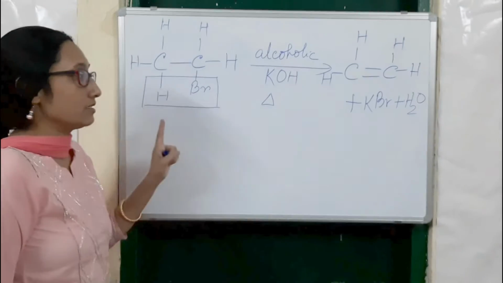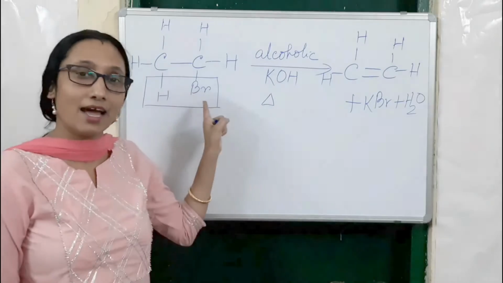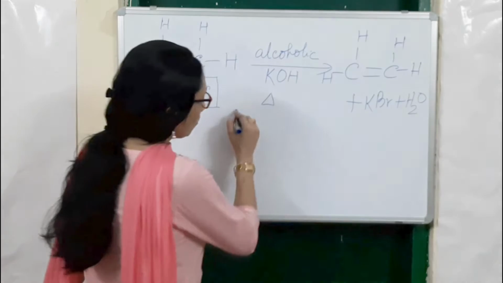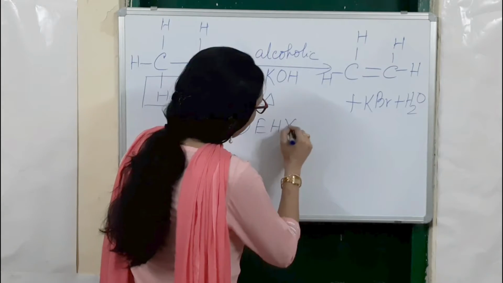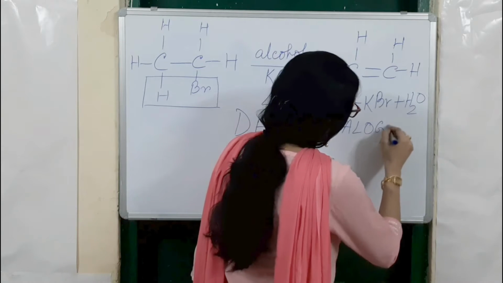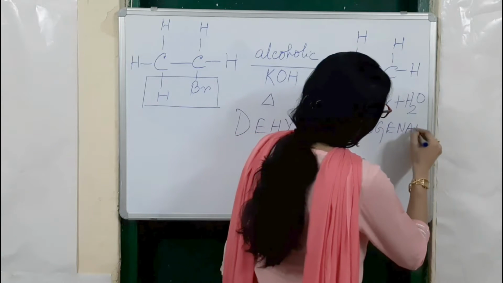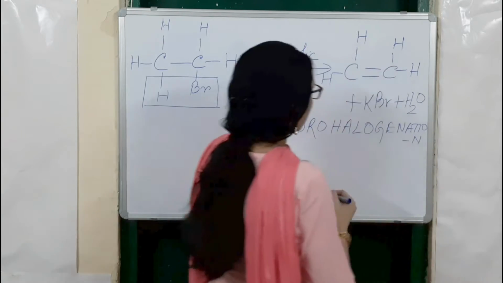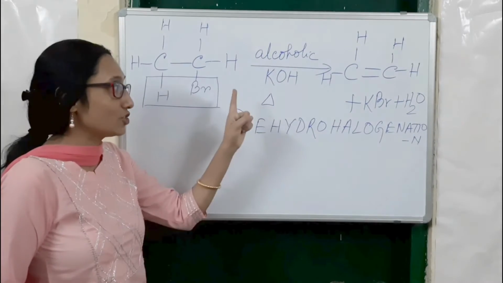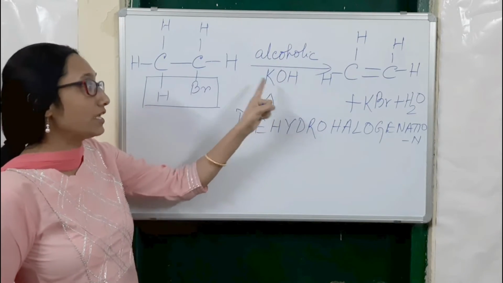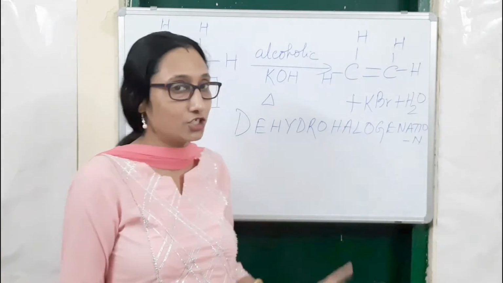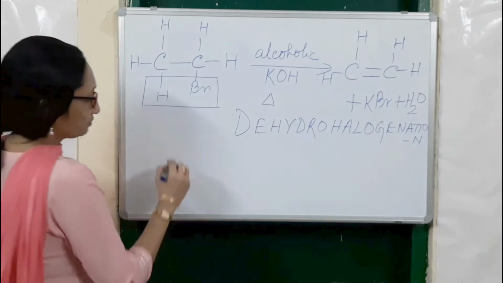So this reaction where hydrogen halide is removed from the alkyl halide is known as dehydrohalogenation. Now this dehydrohalogenation of ethyl bromide in the presence of alcoholic KOH is an example of E2 reaction. Let us see the mechanism.